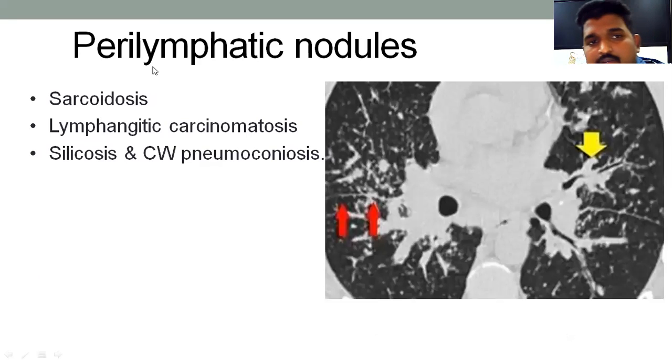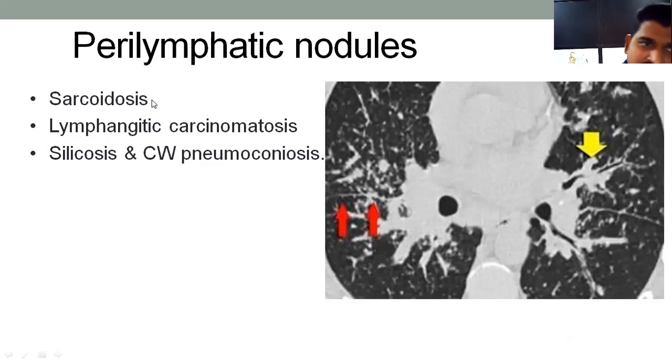So next we'll deal with the perilymphatic nodule. As the name indicates, these nodules are located around the lymphatic region. So basically along the septa, you could see that this is the septa. The septa may be smooth, or irregular septa may be there. And along all the bronchovascular structures, along the vessels, you could see the nodularity. So this is a perilymphatic nodule. Classically, you see it in sarcoidosis.